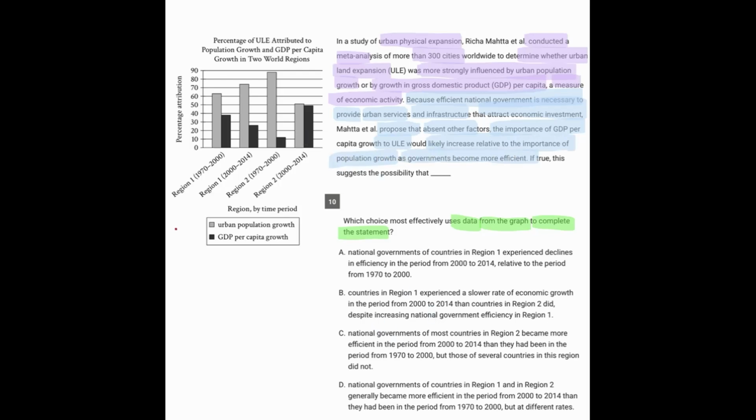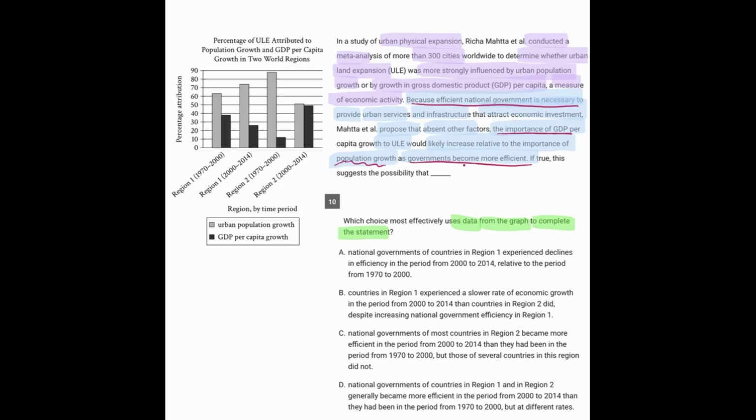So there's one factor that's controlling how the change happens, and that's this right here. Because efficient national government is necessary, then, as we see, the importance of GDP kind of grows compared to population growth as governments become more efficient. So this was a study of what is the most critical factor in urban land expansion. Is it money, GDP, or is it population growth? And the finding is that efficiency determines which one's more important.